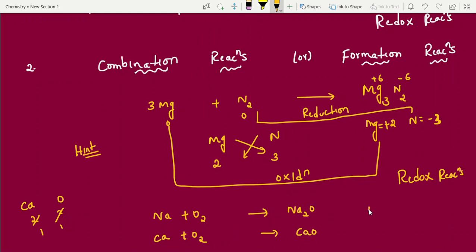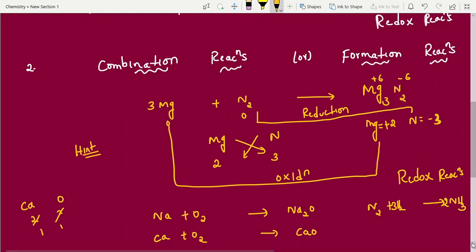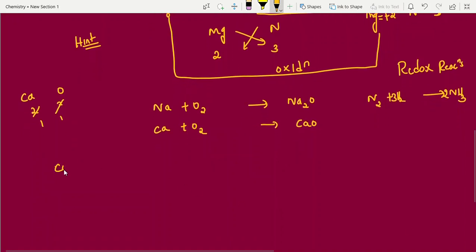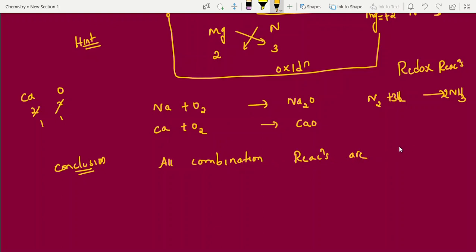Next, one more reaction I am giving: N2 plus H2 gives NH3. These are all combination reactions, in a 1:3 ratio. Reminding you, you have to check whether it is a redox reaction or not. Okay, students, now finally I am going to give one conclusion. What is the conclusion point? All combination reactions, or formation reactions, are redox reactions.